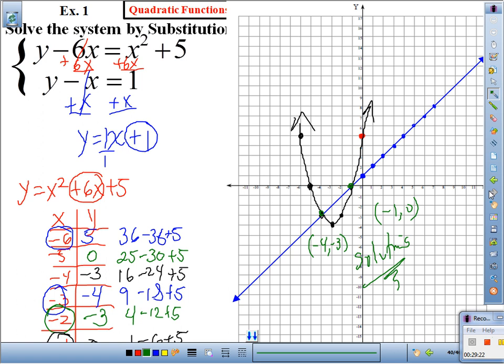Now, your home plate is not going to ask you to do all three. They're only going to ask you to do it either by graphing, elimination, or substitution. So you pick a method. Okay? Once again, home plate is on page 198 only.